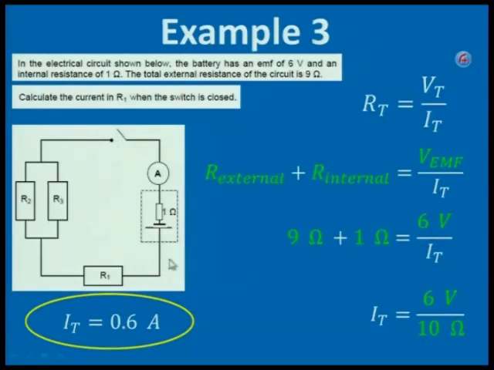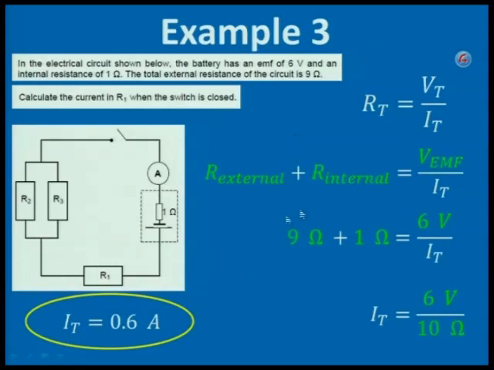Okay, we want the total current. That is the current flowing through R1. So we need the total resistance and we need the total volts. The total resistance is the resistance external plus the resistance internal. And the volts is the EMF value that they give you.